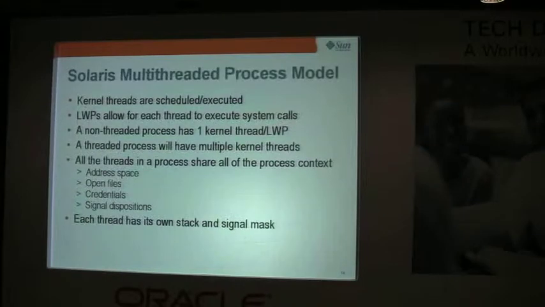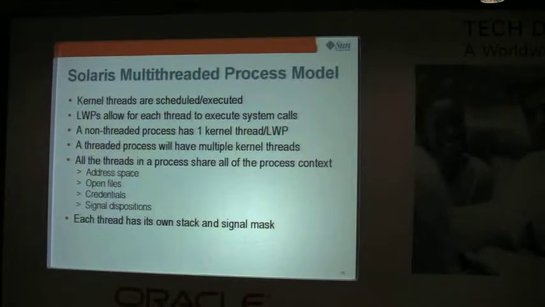Skip this. So, the multi-threaded process: all scheduling happens on kernel threads, and there is a one-to-one mapping between the kernel thread and the user thread. So if you have a multi-threaded process, we don't schedule on the process. We actually schedule per thread in the kernel.